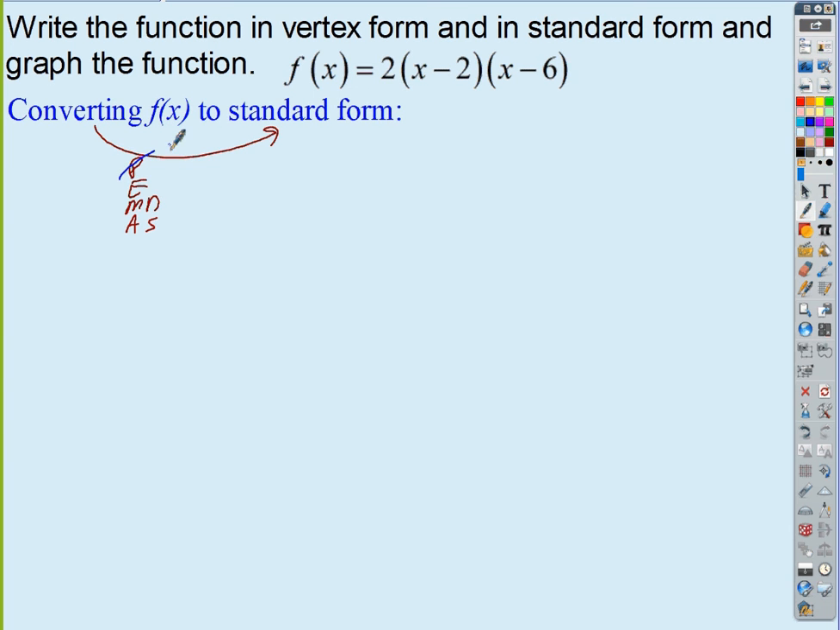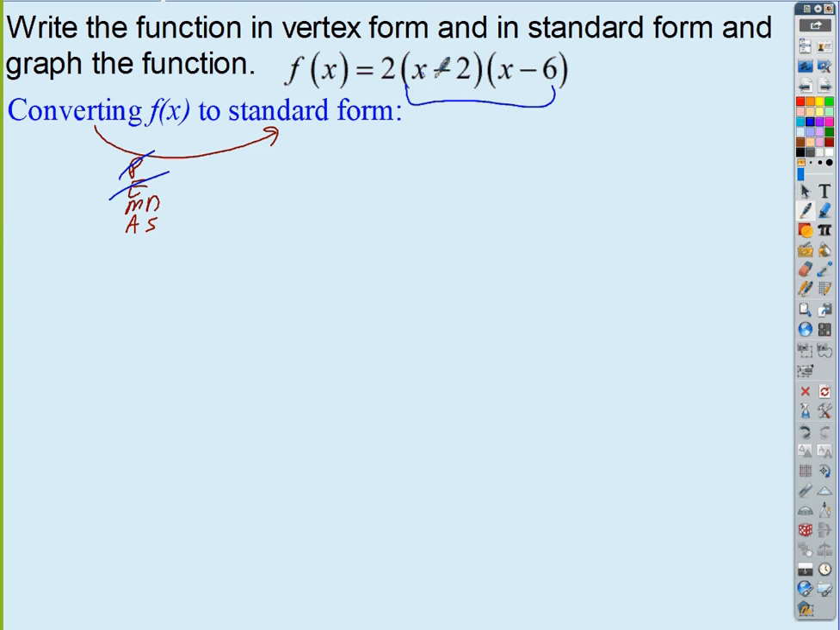Any exponents? No. But I do have to multiply and divide, don't I? I'm multiplying 3 things together: 2 times x minus 2 times x minus 6. It doesn't matter the order, but I think it'd be a little bit easier to multiply those 2 first and then distribute the 2, don't you think? To FOIL them out, get an answer, and then just distribute the 2. So if I FOIL those out, what am I going to get? Let's go through that process.